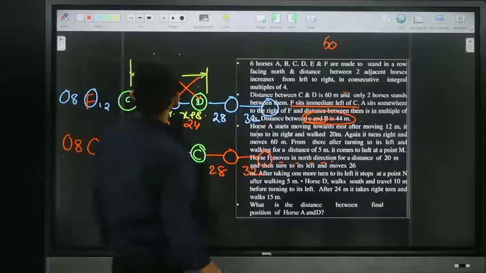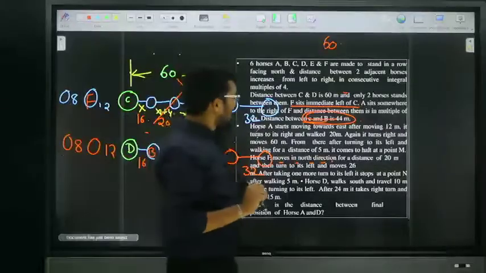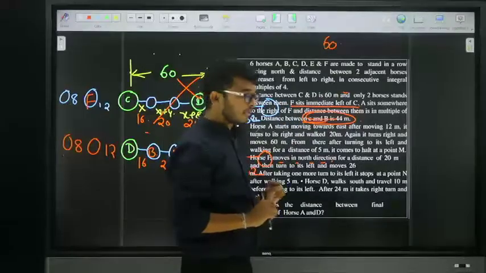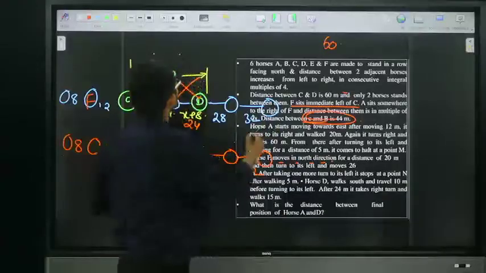Next, leave it. Friends, the previously taken clue point is what? See here. Previously taken clue point is: F sits immediate left of C. Leave. Next one is what? A sits somewhere right of F. See here, friends.